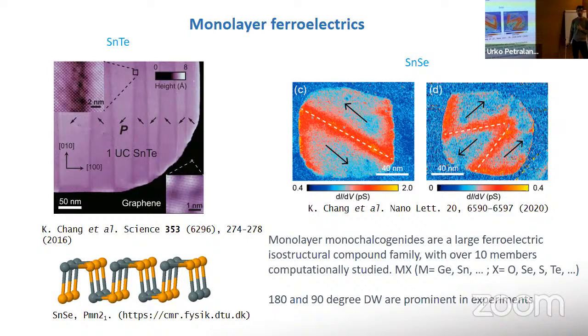Then there are a few-layer ferroelectrics too. So I think it will be a matter of time to get more members of the family synthesized. And they actually see domain walls there. This is a 180-degree domain wall in tin selenide, for example. Then we have 90-degree domain walls in tin telluride. So domain walls are prominent in experiments.